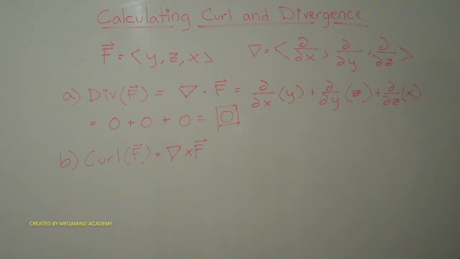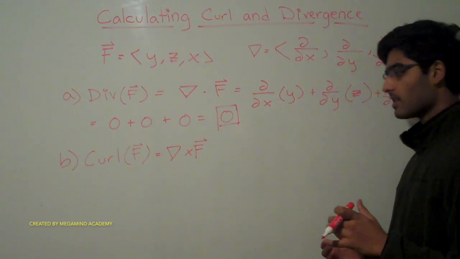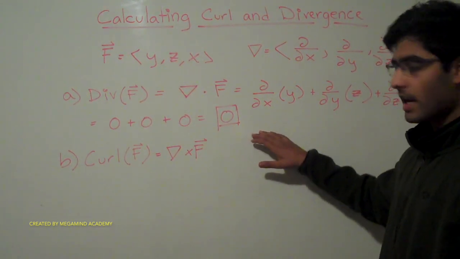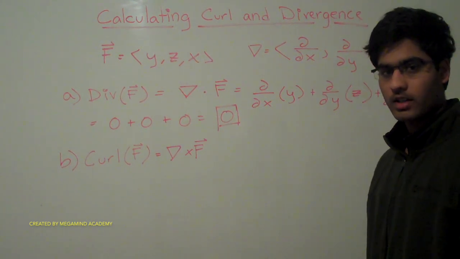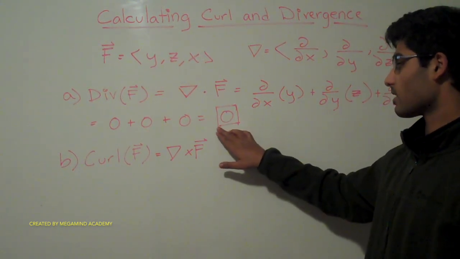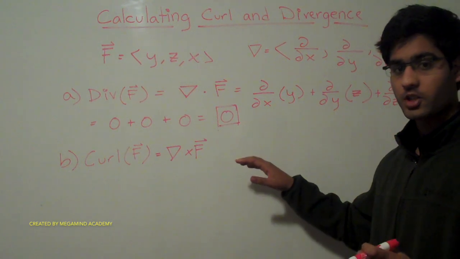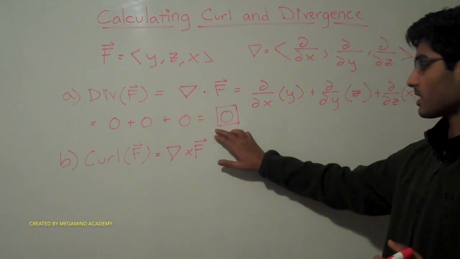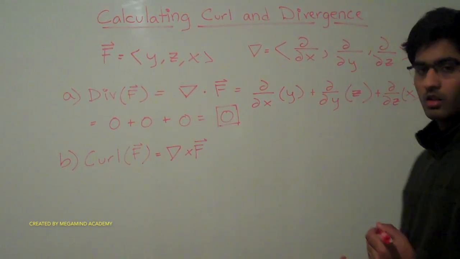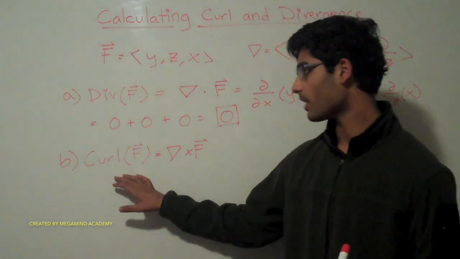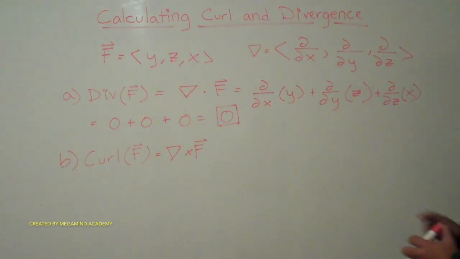So what does this tell us? Well, basically this tells us that the vector field doesn't diverge from a point. Now this doesn't mean that it converges to a point, but this means that it doesn't diverge from the point. So, now let's move on to finding the curl. We're going to have to erase this, so write this part in your notes.